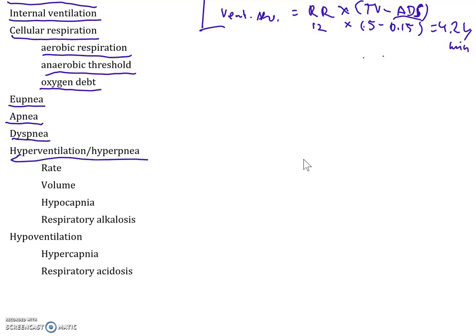Hyperventilation or hyperpnea means abnormally fast breathing, and you can do this by rate or by volume. Either way, if you are breathing too much, you're getting rid of too much CO2, and that will cause you to run into hypocapnia, not enough CO2, decreased CO2 levels. That leads to something known as respiratory alkalosis, and I'll show you that in a minute. Now, hypoventilation is the opposite. That means you're not breathing enough, and that means you're keeping your CO2 in. That leads to hypercapnia, which is increased CO2, and that leads to respiratory acidosis.